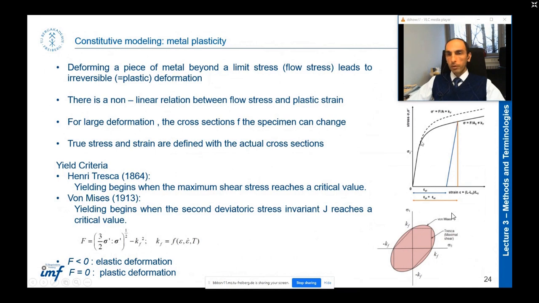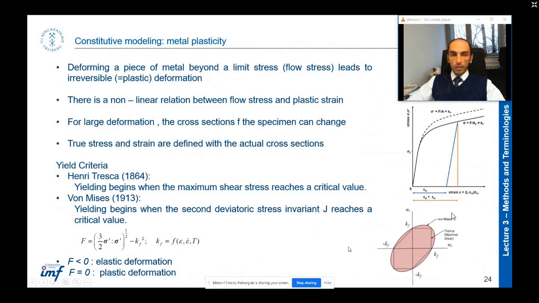So for the plastic area, we talked about the yield criteria for Tresca and for von Mises, and how we can plot it. When you are inside this area, then it's elastic deformation. This oval one is the von Mises, as you know, and this hexagonal one is the Tresca. So inside that it's elastic and outside it's plastic.